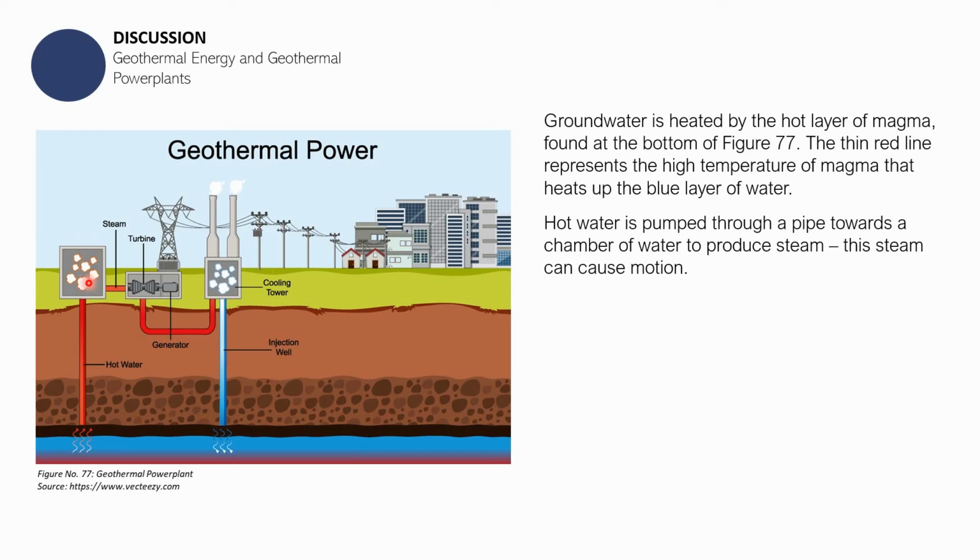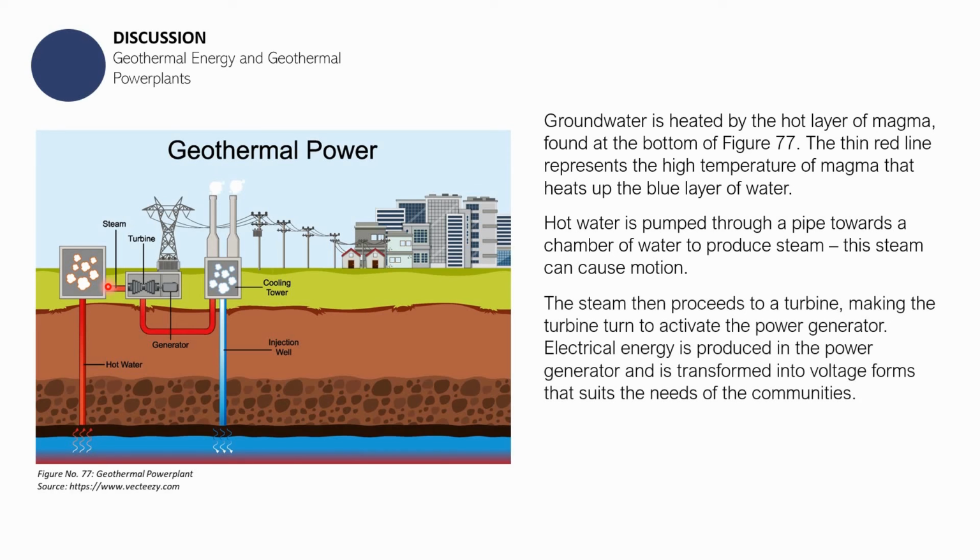Tapos yung steam na yon, since it is highly energized, it can cause motion. So pwede siyang mag-cause ng motion. And by saying cause ng motion in the turbine, pwede siyang umikot because of steam that is passing by. Remember, steam is energized, it can cause motion, and in this case, it will cause the turbine to move. Ayan.